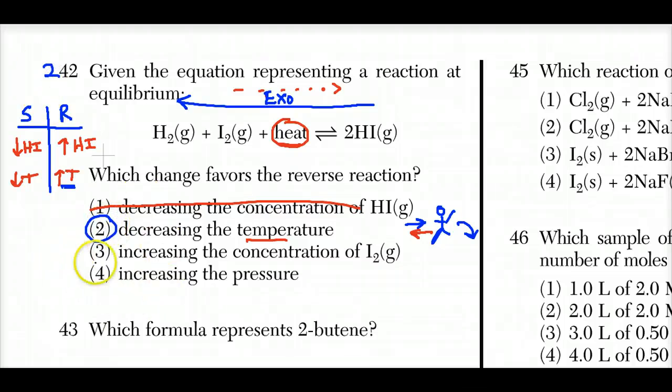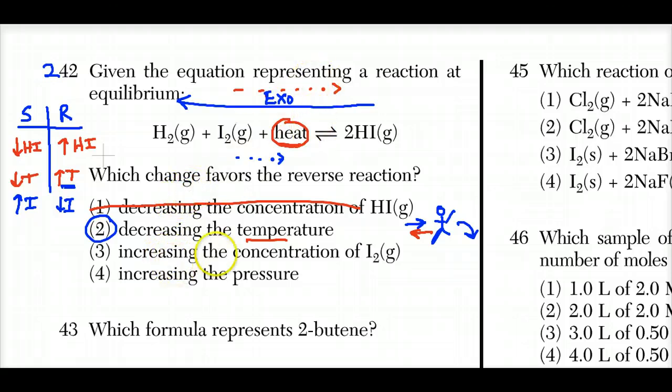Look at choice number 3, increasing the concentration of iodine. If I increase iodine, the reaction is going to want to decrease it to regain its balance. How does it decrease it? It would use it up, and it would shift that way, not the way we're looking for.